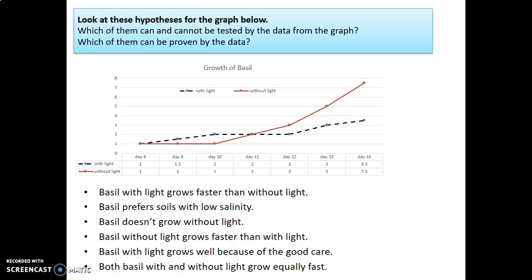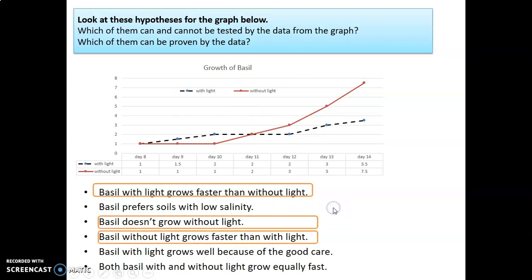All right, so hopefully you've done that. Let's start with the ones that can be tested. Which ones can be proven, not proven, tested, looking at this graph? Ta-dam, ta-dam, ta-dam, and ta-dam, 4 of them.